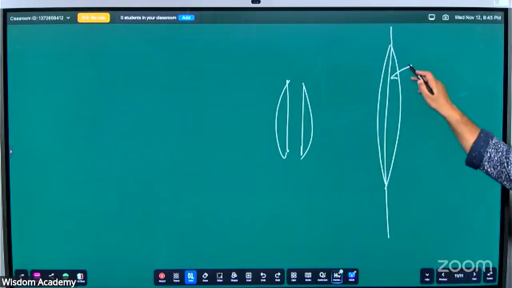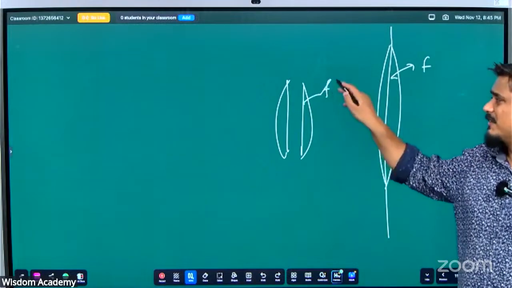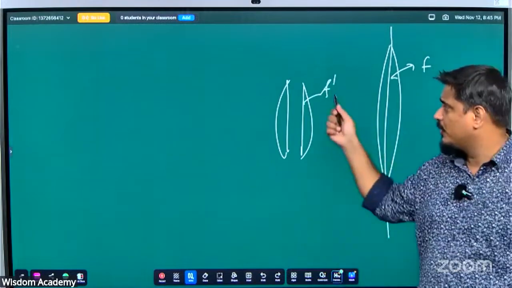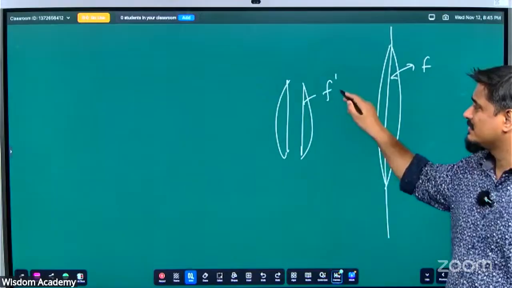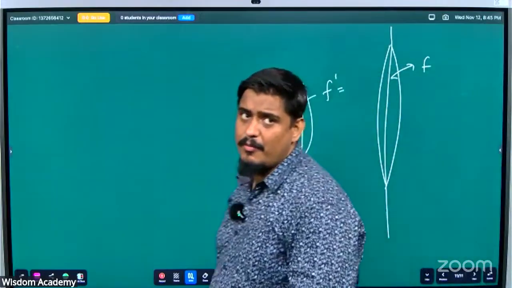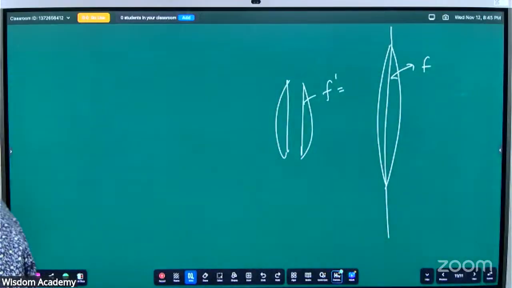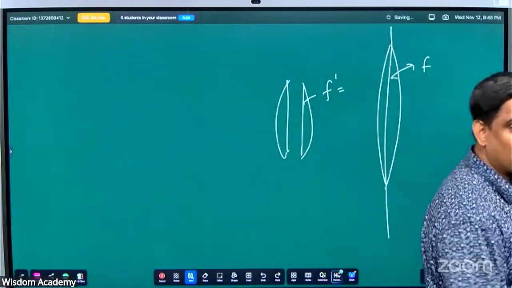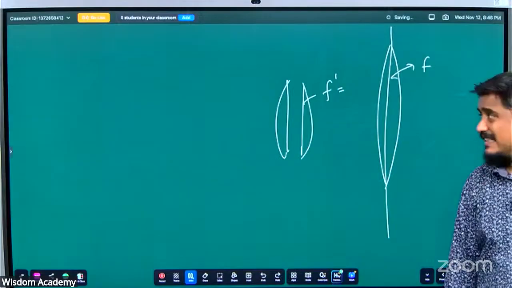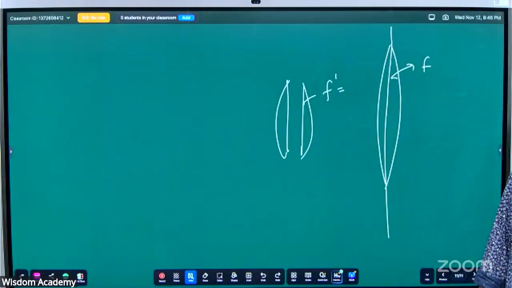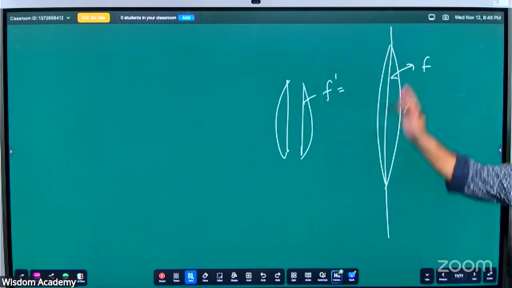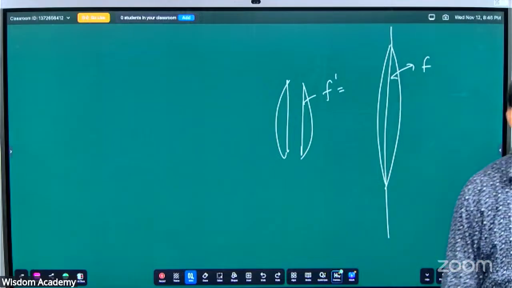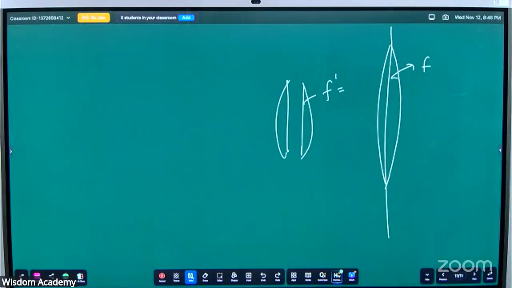F will become how much? If it has a focal length of F, what is F dash? Whether F dash is going to be equal to F or it will be different from that. How much? More, less. It will become 2F. What do you say? Others? I have taught in the class, regular class. Whether the focal length increases, decreases, or remains same if the lens is cut vertically into two equal halves. Any idea?